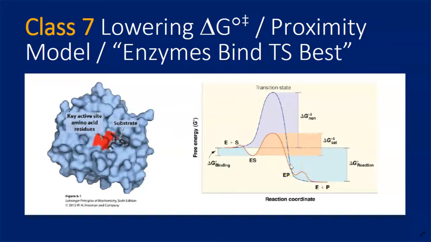In this video, we are more concerned about this delta G naught double dagger and how to lower it using the enzyme. We're going to look at the proximity model, and we are going to understand the mantra: enzymes bind transition states best.